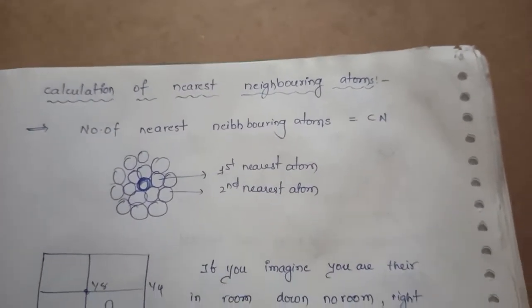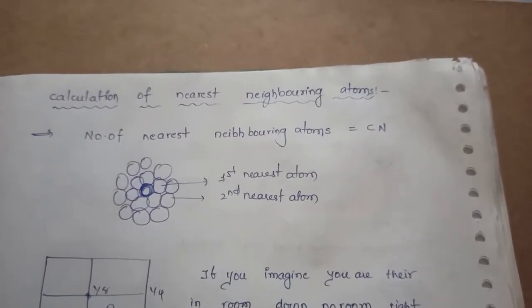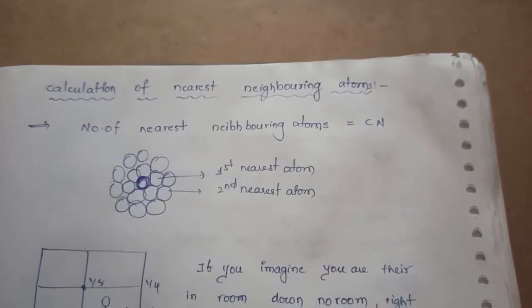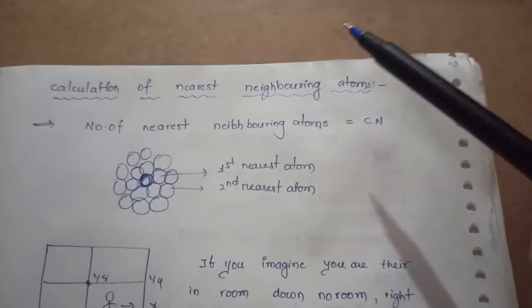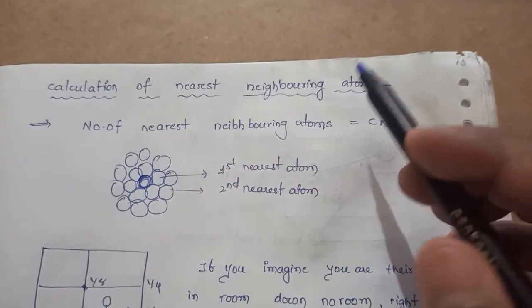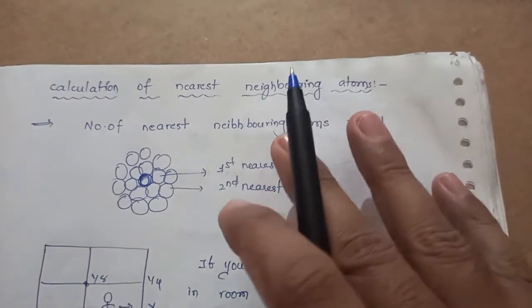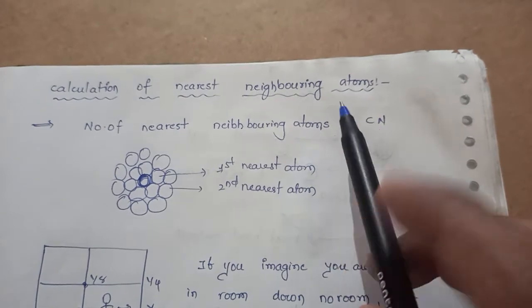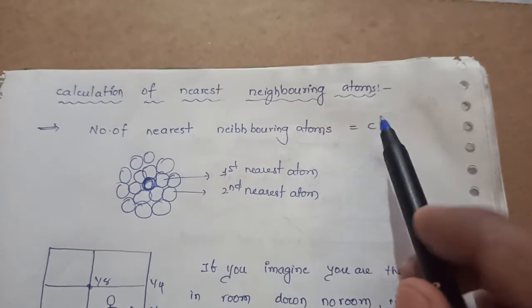Hello friends, today we will discuss coordination number in solid state chemistry. Here we are discussing how to calculate the nearest neighboring atoms. So you know that the number of nearest neighboring atoms is also called the coordination number.